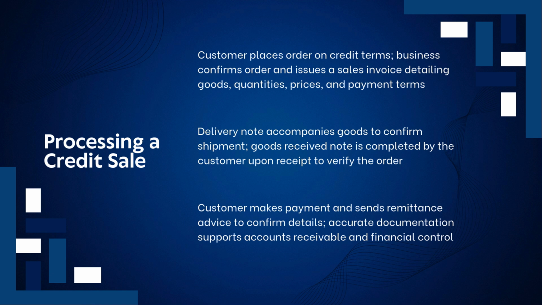Firstly, the customer places an order on credit terms. The customer sends us a sales order saying that I need this much quantity at this price. Then comes the delivery note, which accompanies the goods to confirm shipment. Whenever we receive the sales order, we process it and give the order to the warehouse department to deliver this amount of goods to that customer at that address. And whenever the warehouse delivers the goods to the customer, it also gives a delivery note.